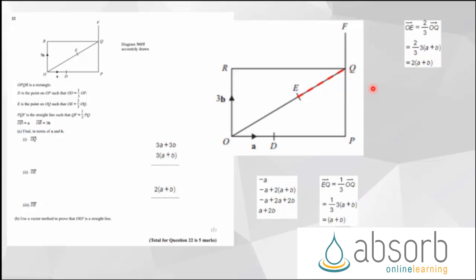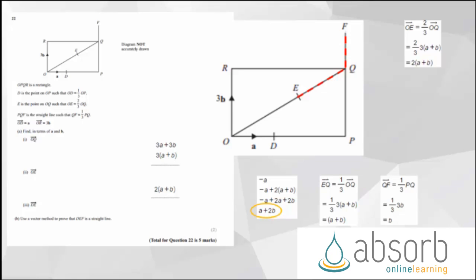Next part we need to work out is from Q to F. We've got to add that on. Now what are we told here? We're told in the question that QF is 1/3 of PQ. It's 1/3 of this distance here, 1/3 of this vector, and we know that that vector is 3B. So it's just 1/3 of 3B, which will just turn out to be B. So we have this vector and that vector. So EF is just those two vectors added together. It's the A plus B that we've got here, plus the B from there, and we get an answer of A plus 2B.